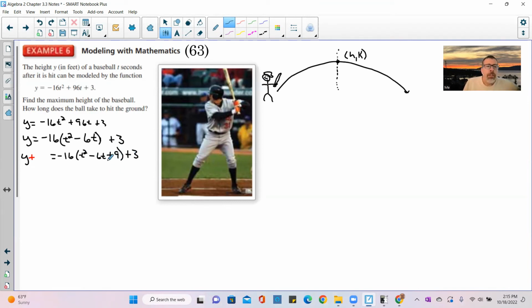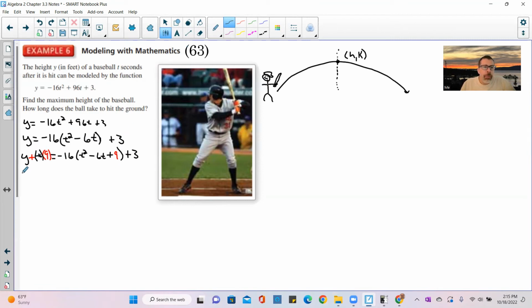Okay, now be careful here. I added 9 here. Let me change that color so you know that that was my b divided by 2 squared. Okay, 9. I don't just put 9 over here. I do put 9, but I don't put just 9. If you look here, negative 16 is outside this parenthesis. So negative 16 is being multiplied by 9 if I distribute. So I need a negative 16 over here as well.